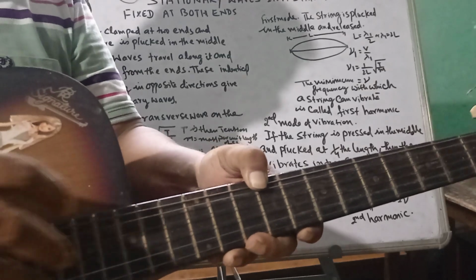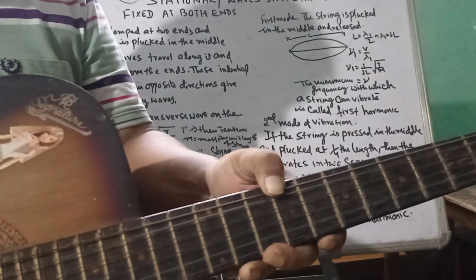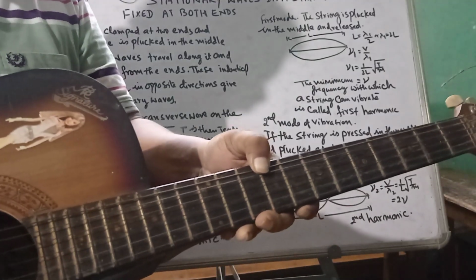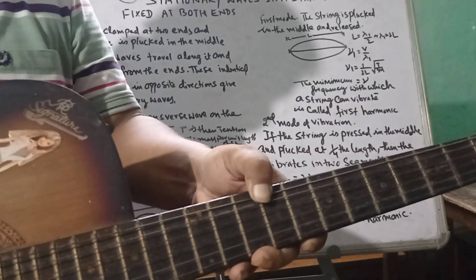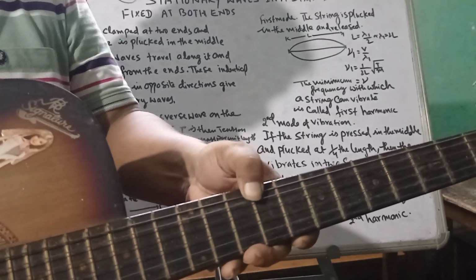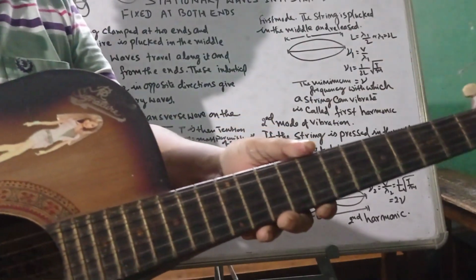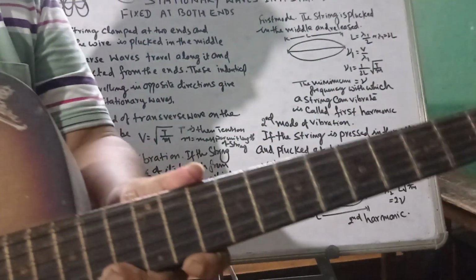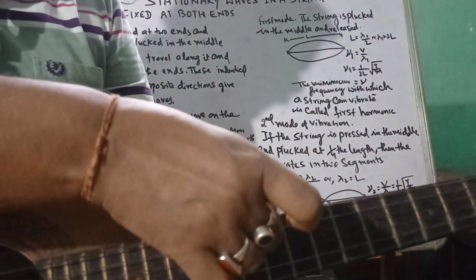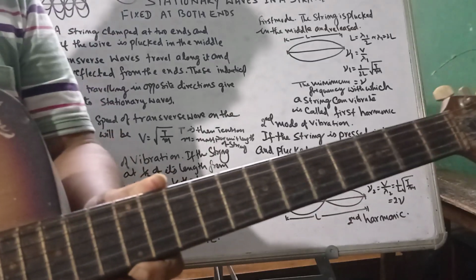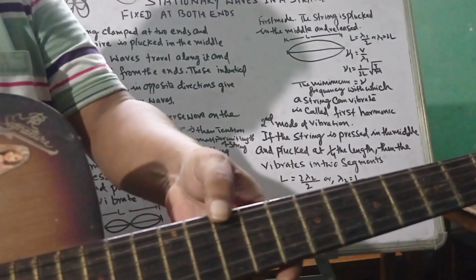And now I divide it roughly into four parts, say one, two, three, and four parts. Now I press here, and now I pluck at one fourth. Here I pluck. So here you see the frequency becomes twice. Originally the frequency at the middle was this. Now I just press in the middle.